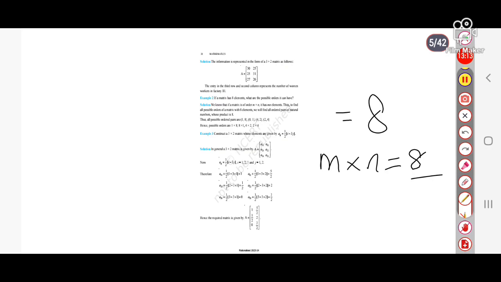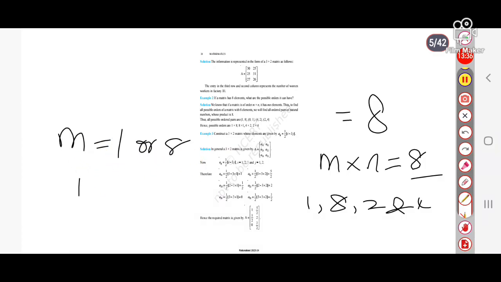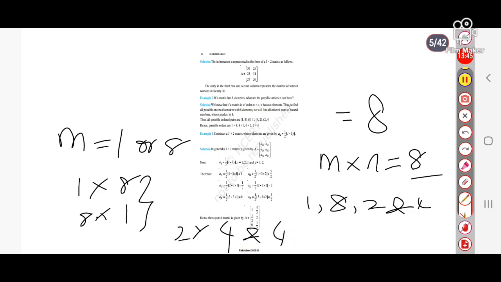We can do prime factorization for 8 and find the factors of it. Generally, m and n are factors of 8. What are the factors? Nothing but 1, 8, 2 and 4, right? Now combining with this, m can be the value of 1 or 8. So that will be 1 cross 8 or 8 cross 1, whatever it may be, right? Now 2 cross 4 and 4 cross 2.